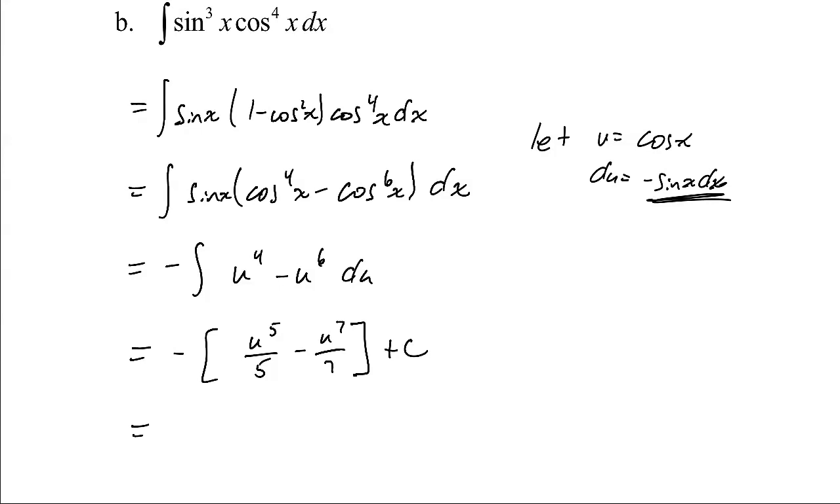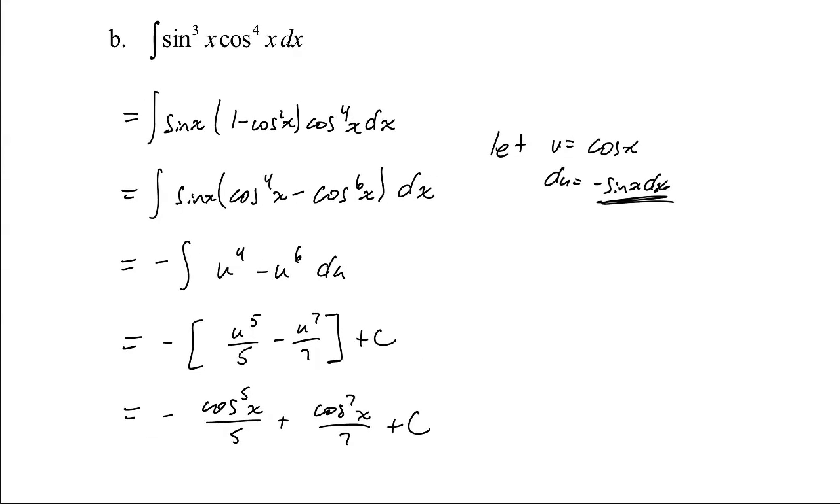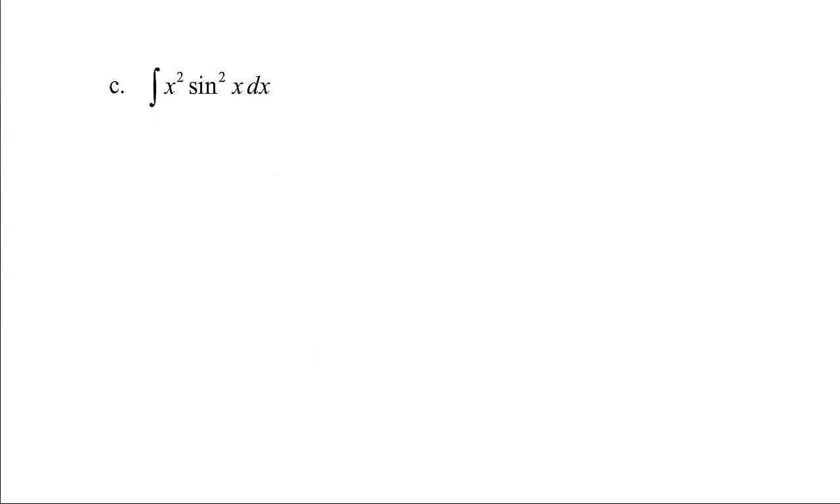So then, negative cosine to the 5th of x over 5 plus cosine to the 7th of x over 7 plus c. And that's all there is to this one here. Okie doke, moving on. So this one, x squared sine squared of x.